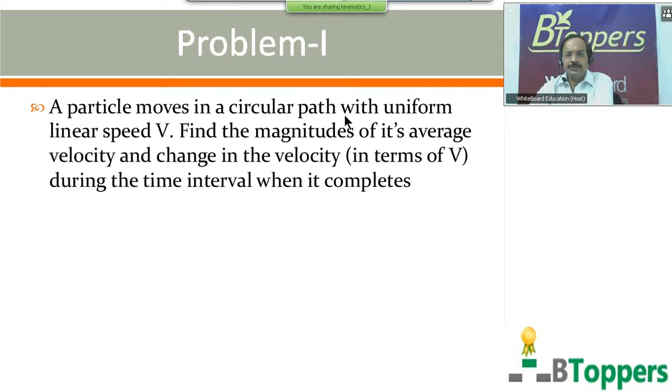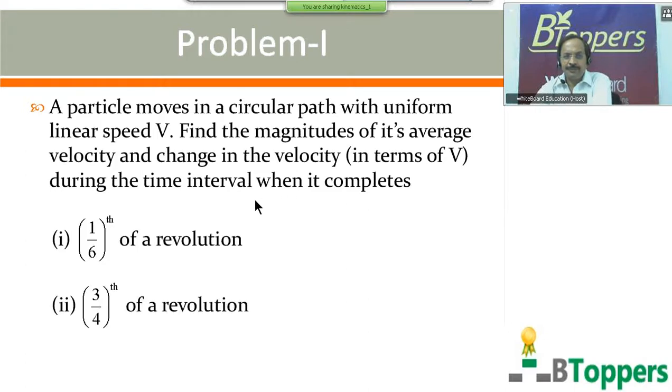A particle moves in a circular path with uniform linear speed v. Find the magnitudes of its average velocity and change in the velocity in terms of v during the time interval when it completes: first part of the question, 1/6 of a revolution; second part of the question, 3/4 of a revolution. In case you want to copy the problem, you can copy the problem and try it yourself.